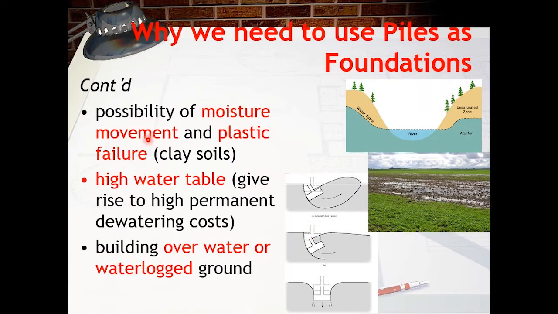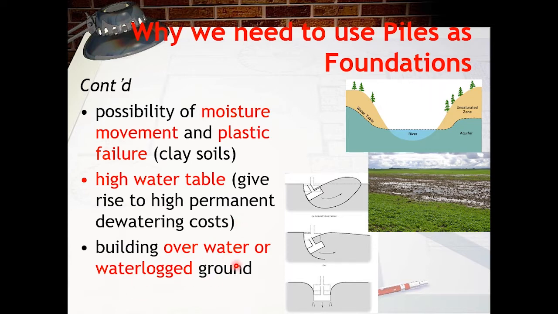Next, we have the possibility of moisture movement and plastic failure. For example, due to clay soil. Sebab clay soil ni lebih senang untuk tanah tu mengalami plastic failure. And high water table giving rise to high permanent dewatering cost. Kalau cost dewatering tinggi, kita boleh opt for pile foundation untuk at least kurangkan cost on dewatering.